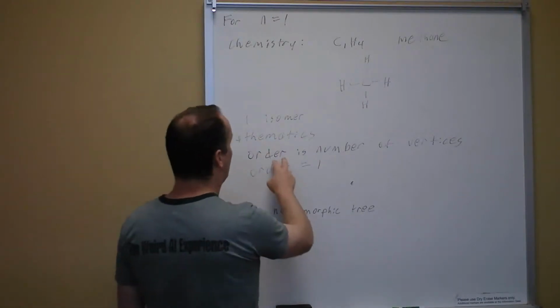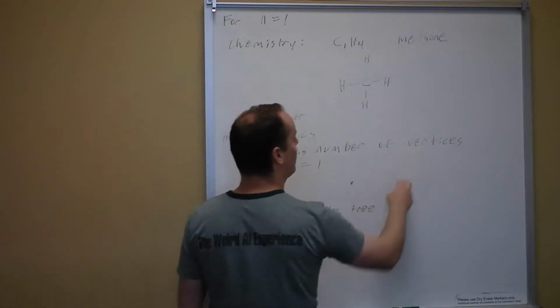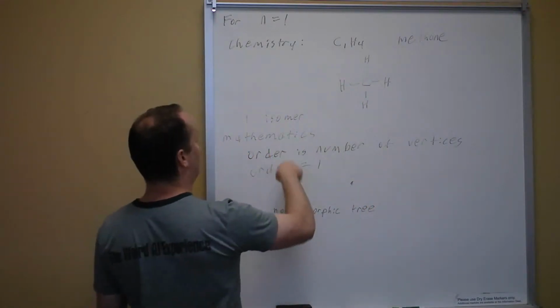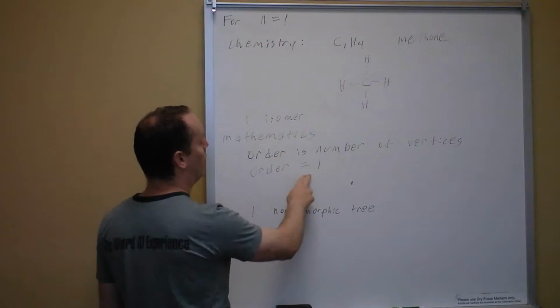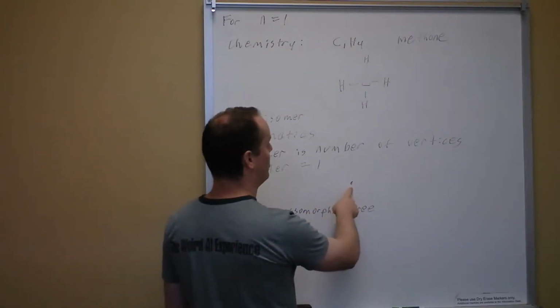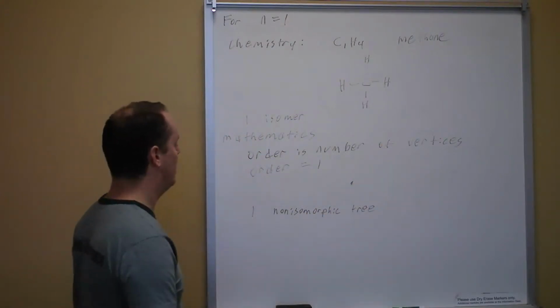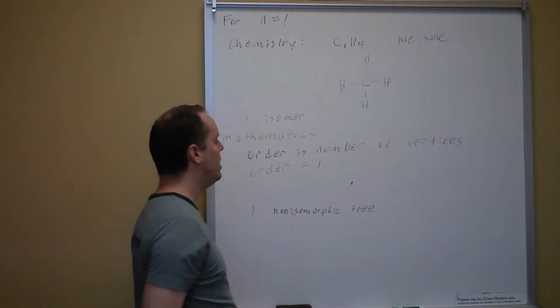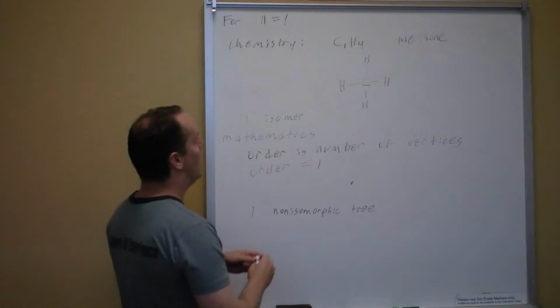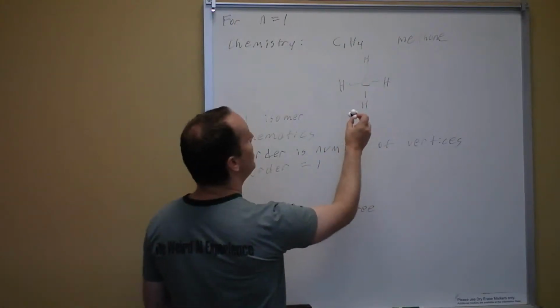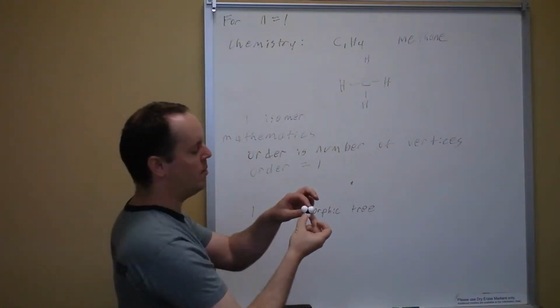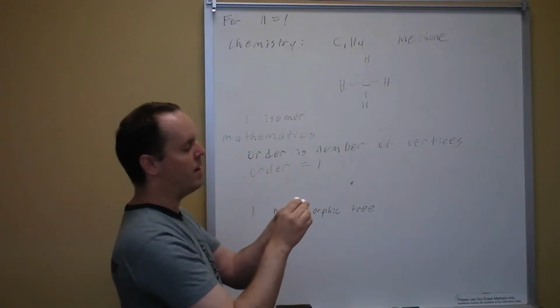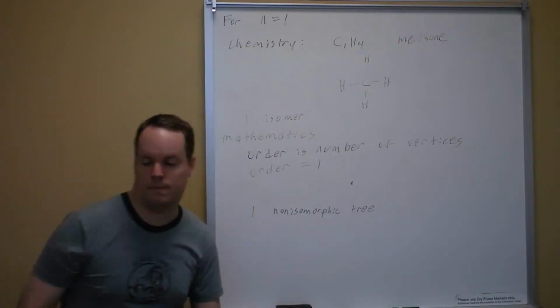Now, in mathematics, we define order as the number of vertices in a graph. Since we said n is equal to 1, we mean that the order is equal to 1. So here's our vertex. That's the entire tree. There's only one way to draw a dot. Therefore, we say there's just one non-isomorphic tree. And this is what methane looks like in chemistry. You've got the black carbon atom surrounded by the 4 hydrogen atoms.